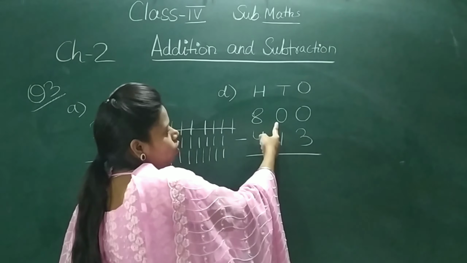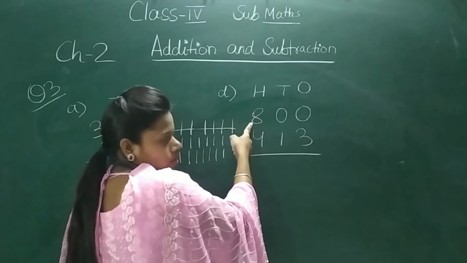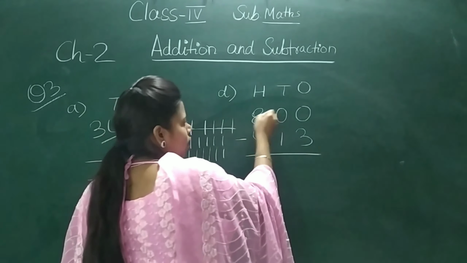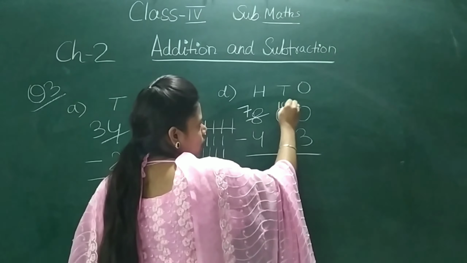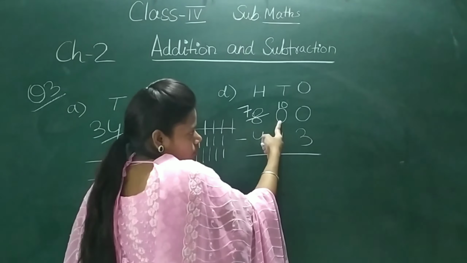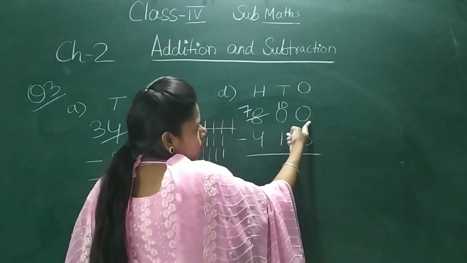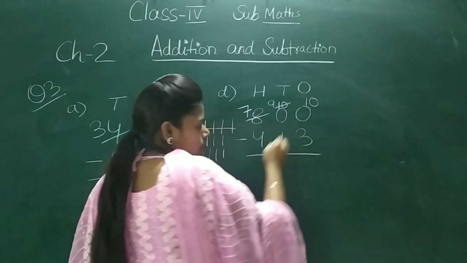Okay. So can you see this one is also 0? So this 0 will ask carry from this. So this will become 7 and this will become 10. Now this 0 can take carry from this. So this will give carry to it. So this will become 9 and this will become 10.